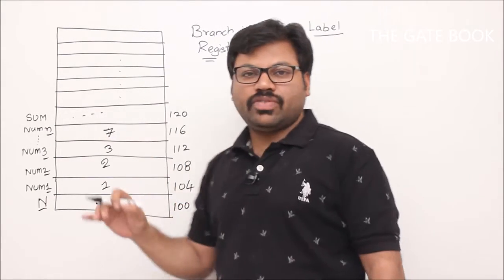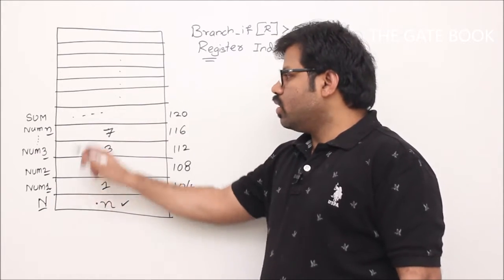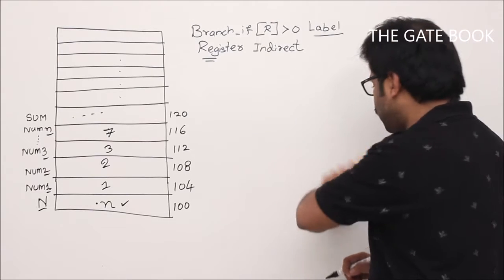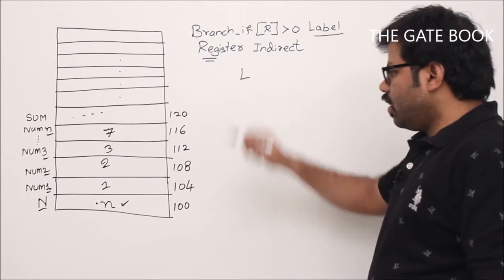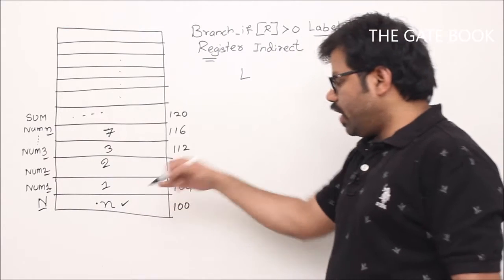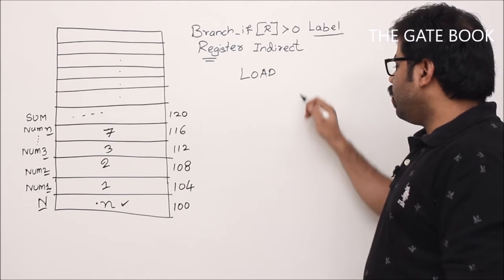To understand that, first we start with a simple thing. I would like to add the first number to sum. How to do that? Let us do that. For that, first of all, I take that number because it is in the number 1 memory location. I will take that into a register. How to do that? Load that value into register 1.